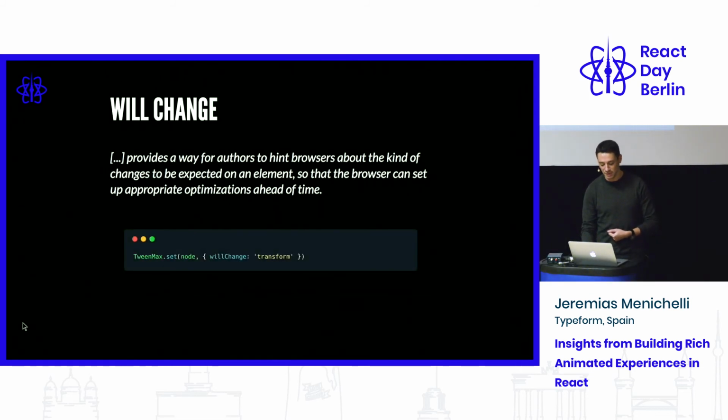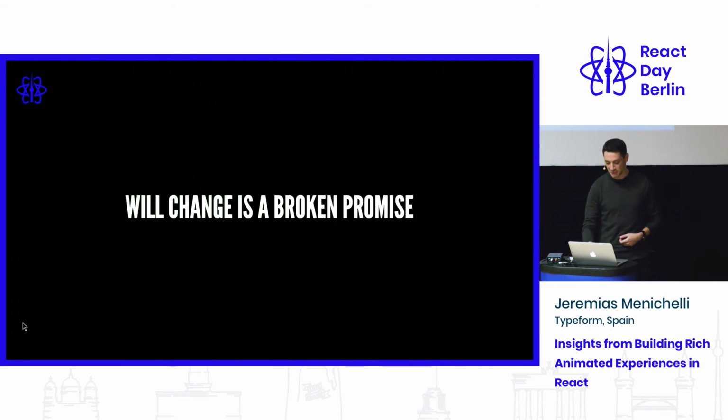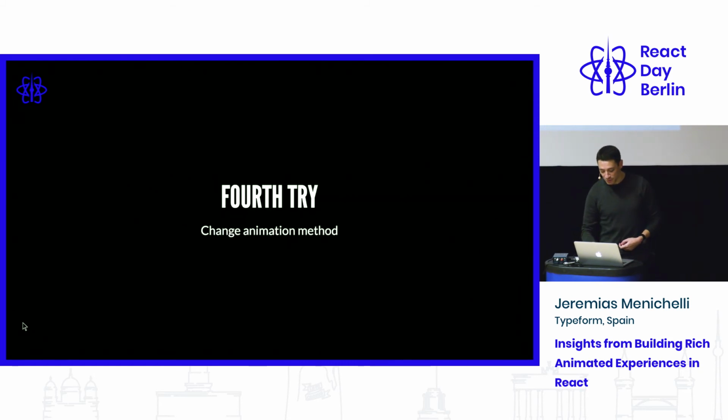To be honest, it didn't come with any help. So to me, will-change is basically a broken promise. So my fourth try was to actually change the animation method we were using a lot, from to, which is a method from GreenSock. And the problem with that is that it needs to calculate the starting point and the ending point. And it's a lot of computationally heavy stuff going on.